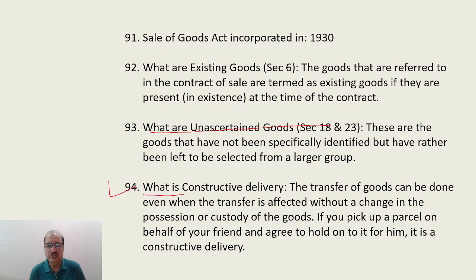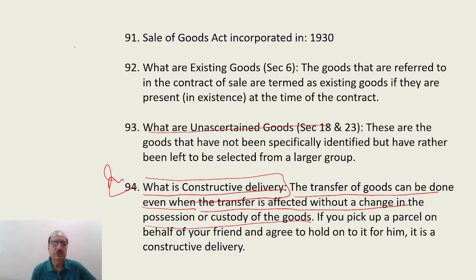Question 94. What is constructive delivery? Constructive delivery, important question. Constructive delivery is where the transfer of goods can be done even when the transfer is effected without a change in the possession or custody of the goods. Supposedly A and B entered into a contract. A has to send some goods to B. When the goods go to B, B is not available there. And B says, give it to C. So when A gives the goods to C, this becomes a constructive delivery, even if the delivery has not been given to the actual person.